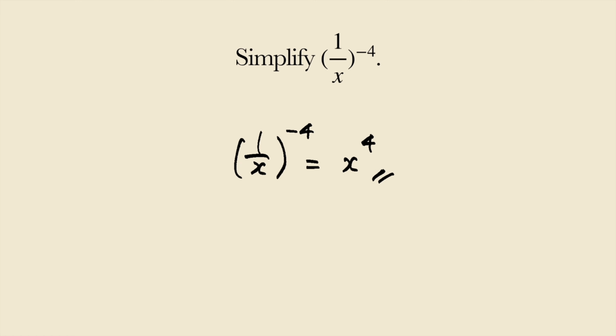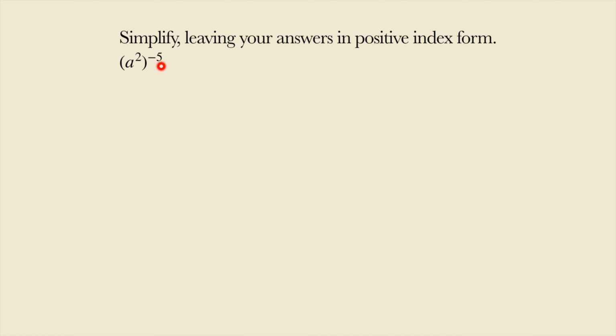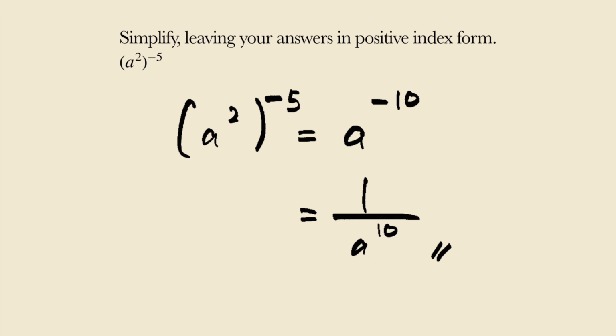Okay, let's have more. Alright, this power negative 5 is applied to the entire a squared. So this is how it looks like. We will multiply the indices together, minus 10. And how do we turn this negative 10 to positive 10? Put a 1 on top, and that's it, in positive index form.